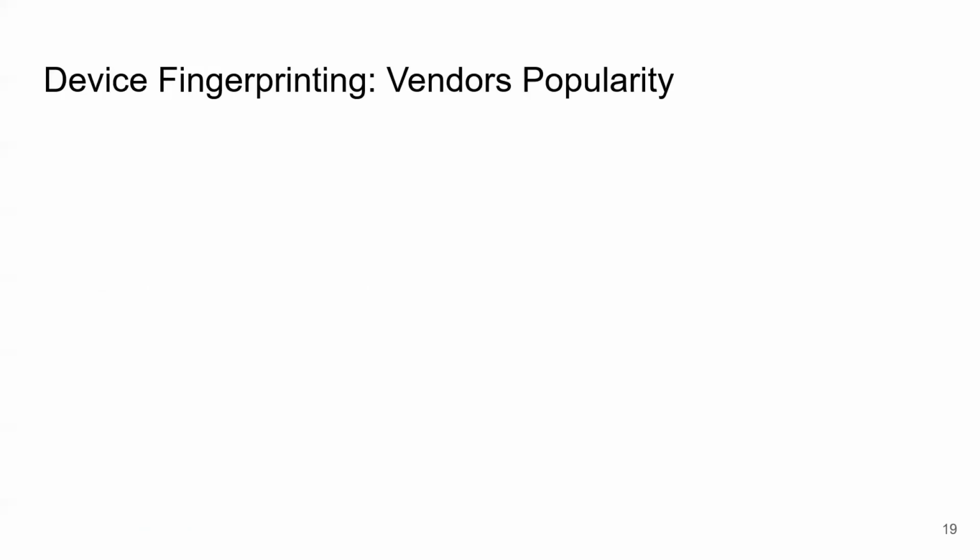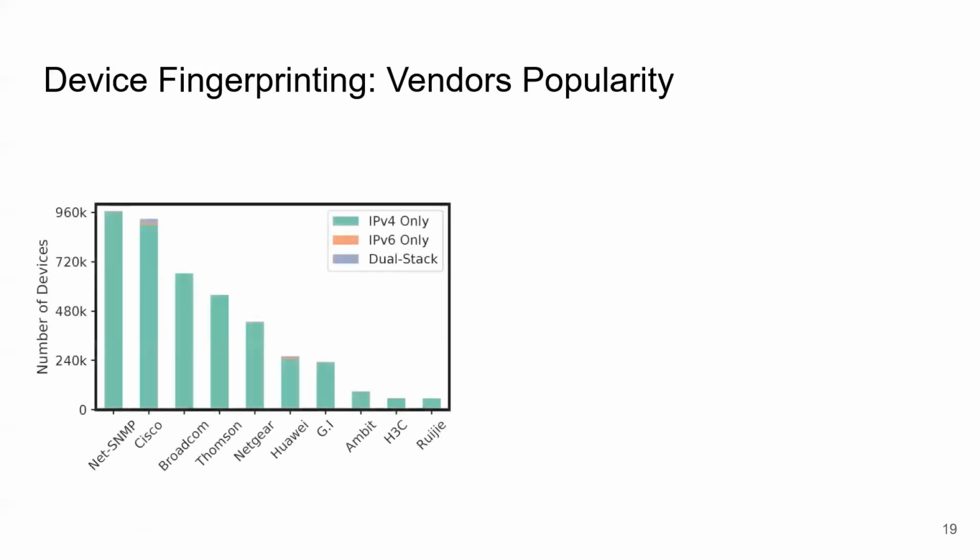Now let's take a look at some of our findings. Here we show the most popular vendors for all SNMP version 3 responsive devices. Overall, we were able to fingerprint and de-alias more than 4.6 million devices. One observation here is that the top 10 vendors cover more than 80% of the results.